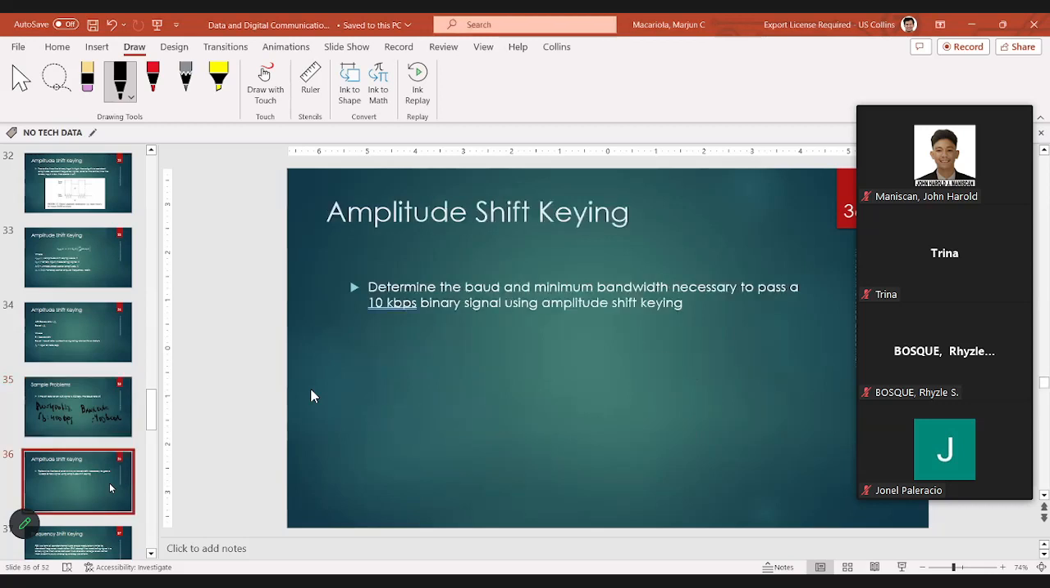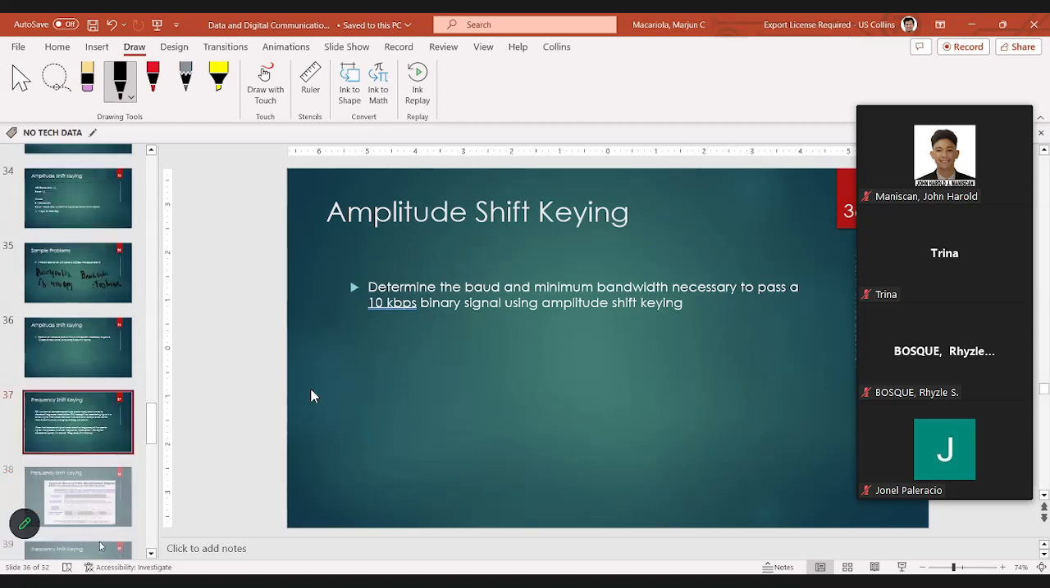Next. Determine the baud and minimum bandwidth necessary to pass a 10 kilobits per second binary signal using amplitude shift keying. Okay? So basically, when we're dealing with baud, so that is 10 kilobaud and the bandwidth is equal to 10 kilohertz. Right? Yun.